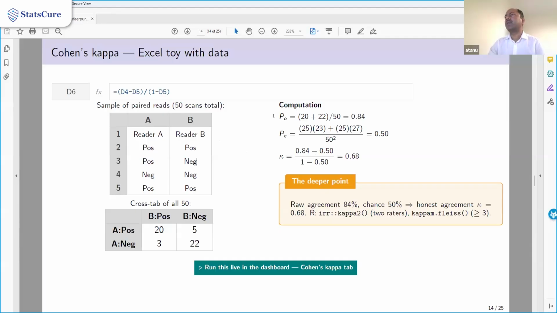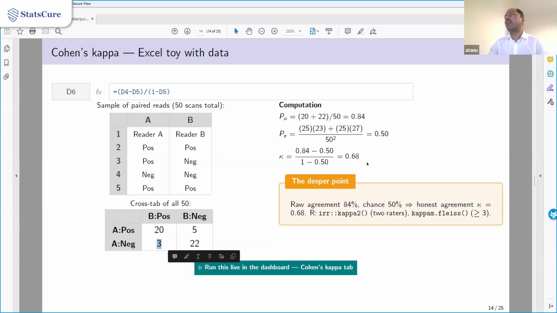Once you prepare your data, calculations like P0 and PE come in. These are basic calculations of how many were positive and how many were negative. Both raters say 20 were positive, both raters say 22 were negative, but rater A says 5 were positive while rater B says 5 were negative. Whereas rater A said 3 were negative while rater B says 3 were positive. So these 5 and these 3 are the discordant pairs. Rather than that, these 20 and 22 are the concordant pairs. This is called concordant and discordant pairs.